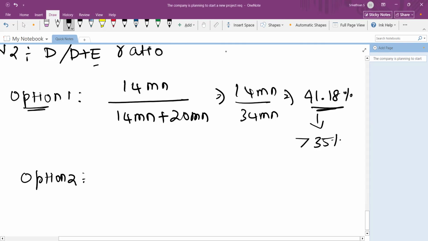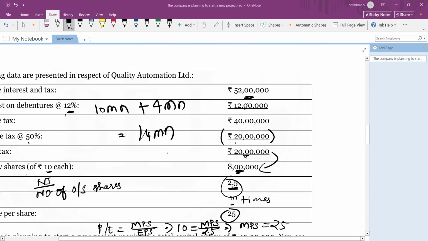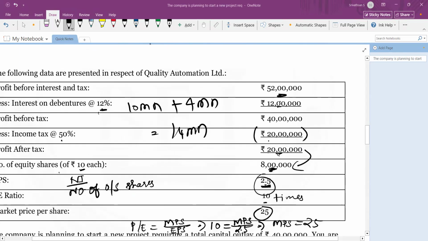Now, similarly, under option 2, what is the debt by debt plus equity ratio? Under option 2, we are raising this additional capital of 40 lakh in the form of only equity shares. So debt is not going to change. What is the existing debt of the company? Existing debt is 10 million, which is nothing but this 12 lakh divided by 12%. Only this is going to be there. This 4 million is going to come in the form of equity shares, not in the form of debt.